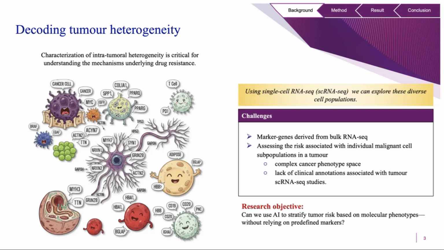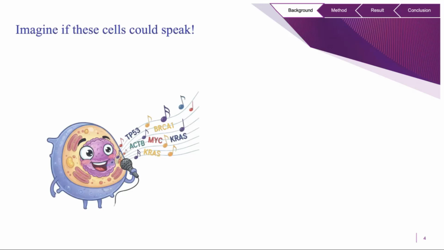So we asked a question: can we use AI to stratify the tumor risk based on the molecular phenotype without relying on any predefined marker genes? And also, can we somehow transfer the knowledge that we have from the bulk studies onto a single cell study? For this, the first question that we ask is, what if the cells could speak, and what would their language tell us?